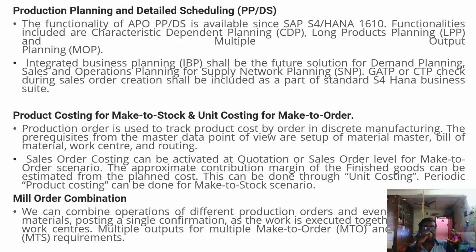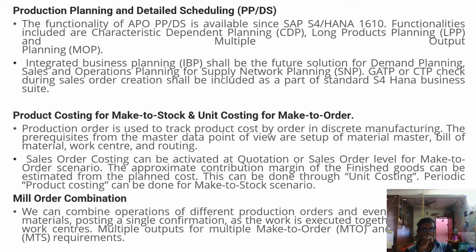And then production planning and detailed planning, PP/DS, right? So the functionality of APO PP/DS is available since SAP S/4HANA 1610, right? The functionalities include characteristic dependent planning (CDP), co-products planning (LPP), and multiple output planning (MOP), right? So integrated business planning (IBP) shall be the future solution for demand planning. Sales and operations planning is simply called SOP, or supply network planning (SNP). GATP or CTP check during the sales order creation shall be included as a part of standard SAP business suite.